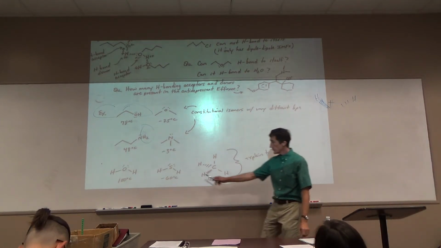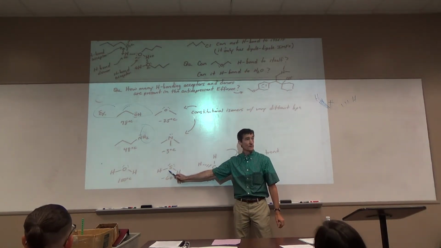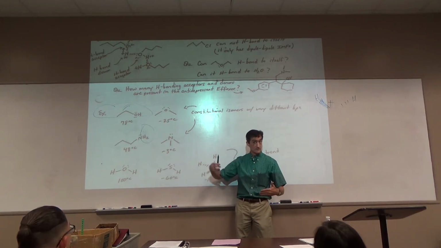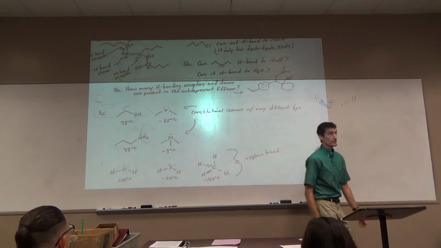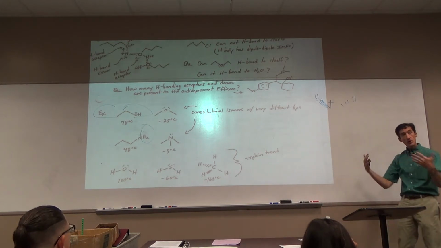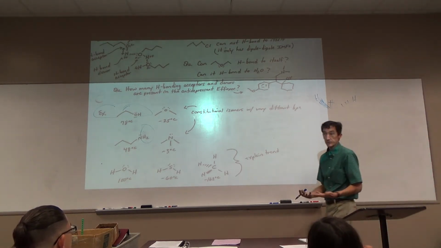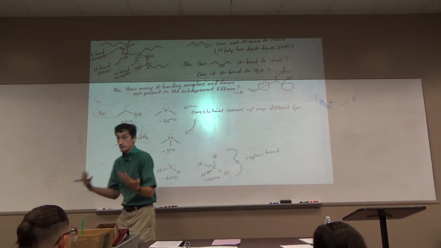Actually, the H2S has more surface area because sulfur is bigger. So surface area got trumped by hydrogen bonding. As we go down, the stronger ones are the ones you want to consider first. Those are the ones that are going to win out.